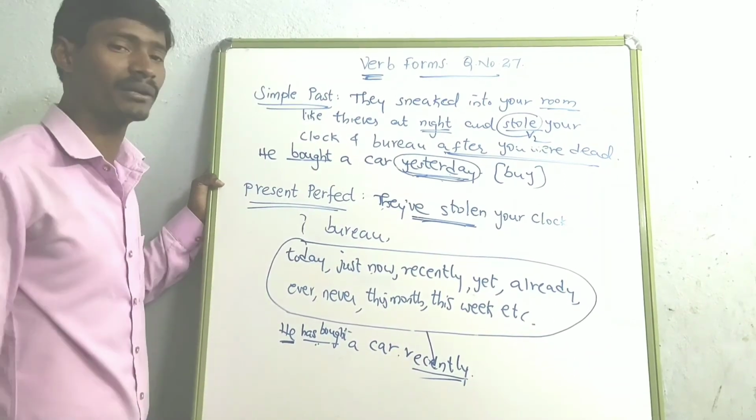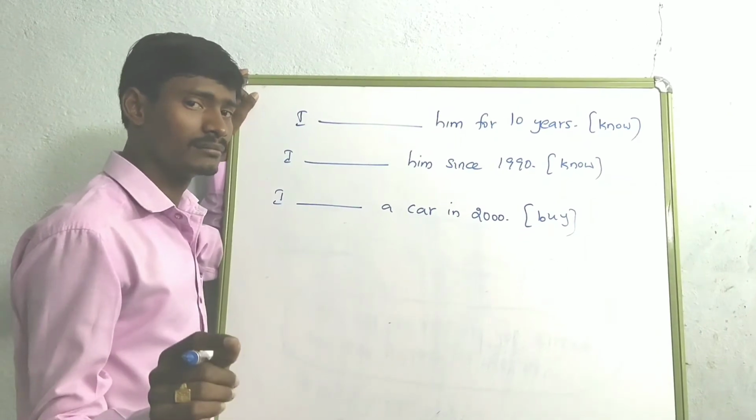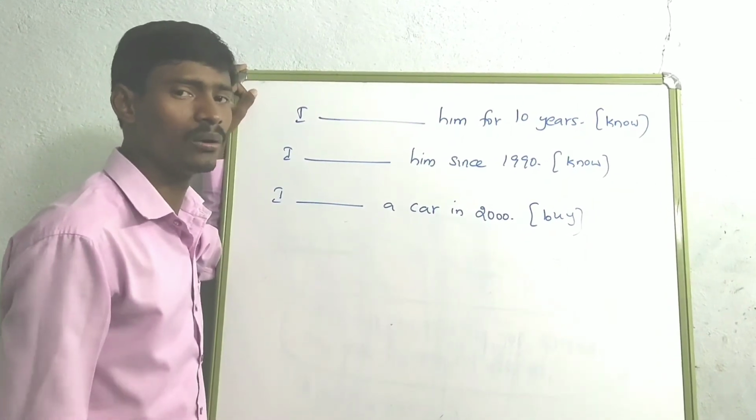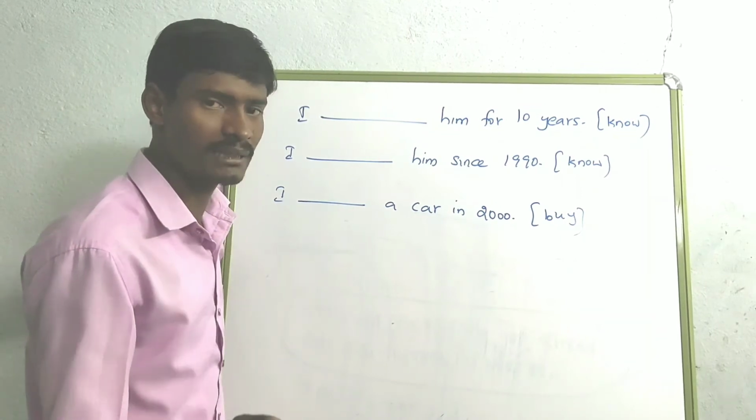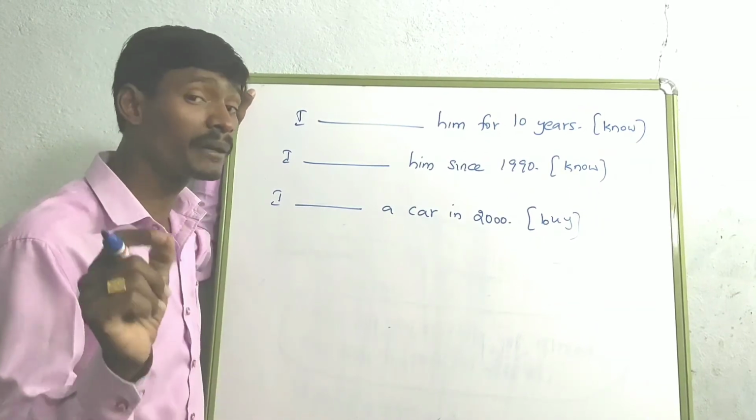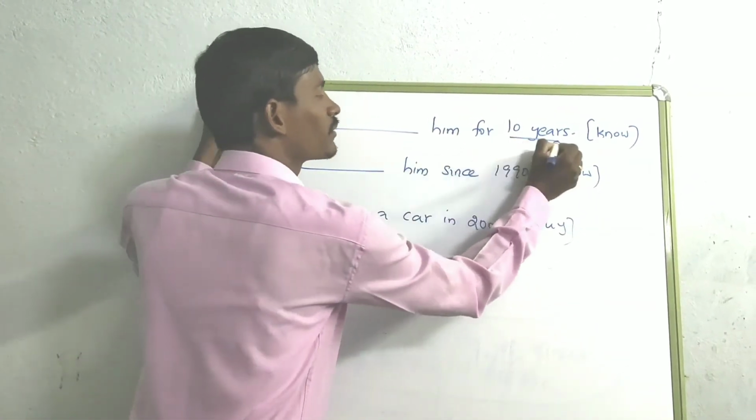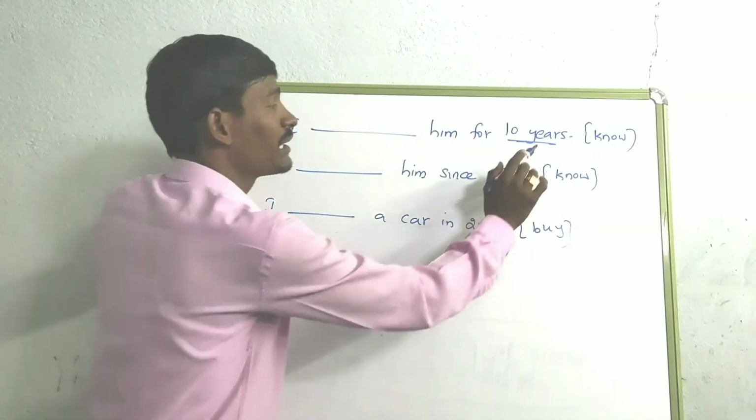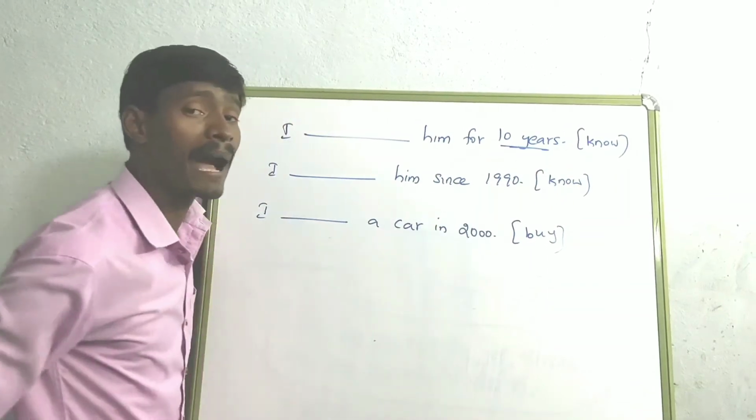One more important point I would like to say. The point is, as I said just a few minutes ago, when time is given, you have to go for simple past tense. When time is not given, you have to go for present perfect. But people usually get confused when they see here. See here, time is given actually. 10 years. 10 years means already over, past. So people usually go for past tense here.